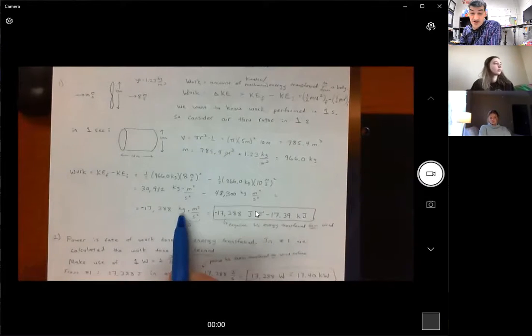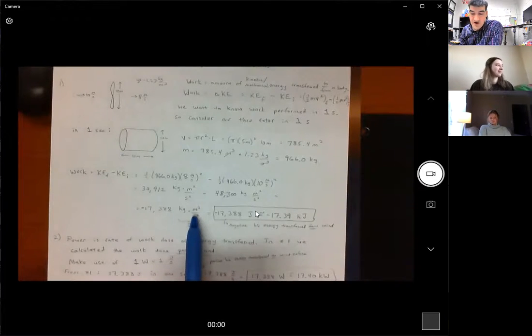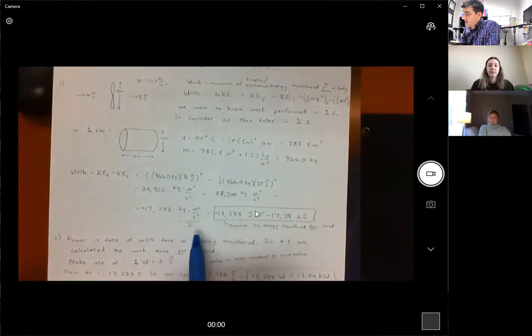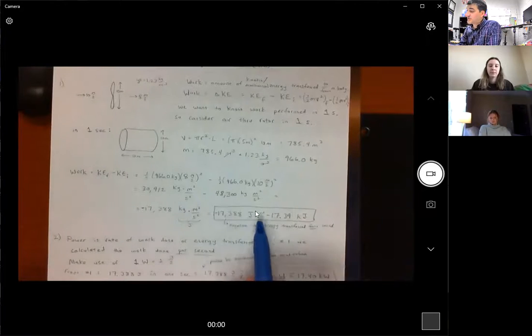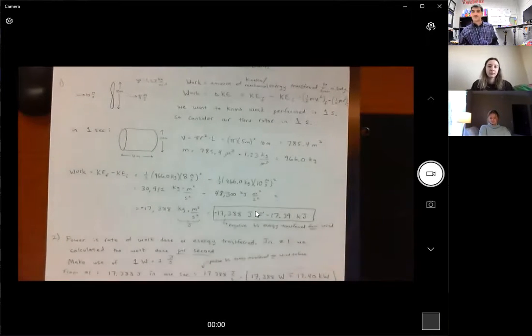17,388 kilograms times meter squared per second squared, which seems like a weird set of units. But that's why I gave you the hint in number 1 to tell you that actually this is another definition of a joule. So this is nothing but negative 17,388 joules, or about negative 17.39 kilojoules.